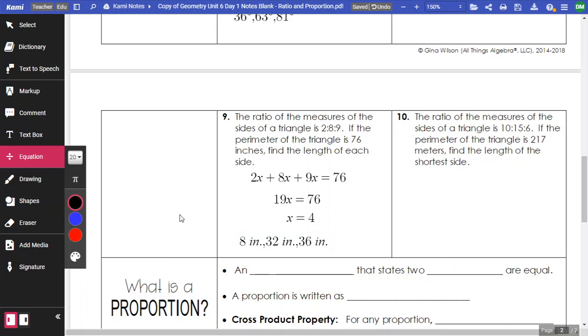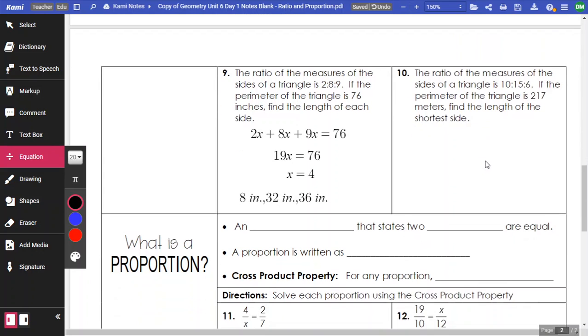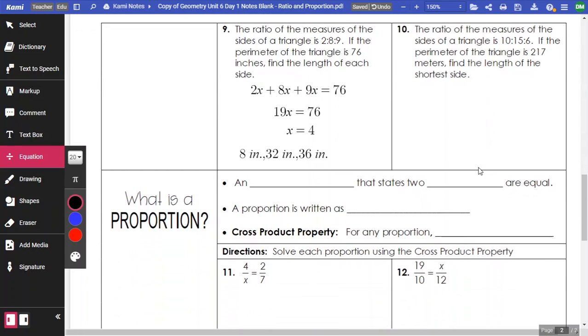And there is our solution. So I'm going to leave number 10 to you. And we are going to move along to looking at proportions. So what is a proportion?